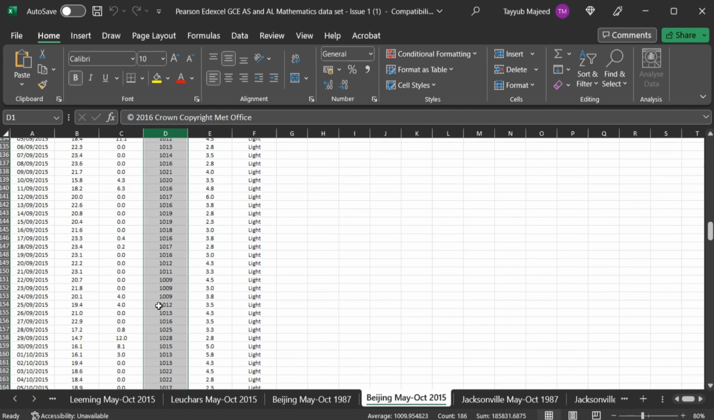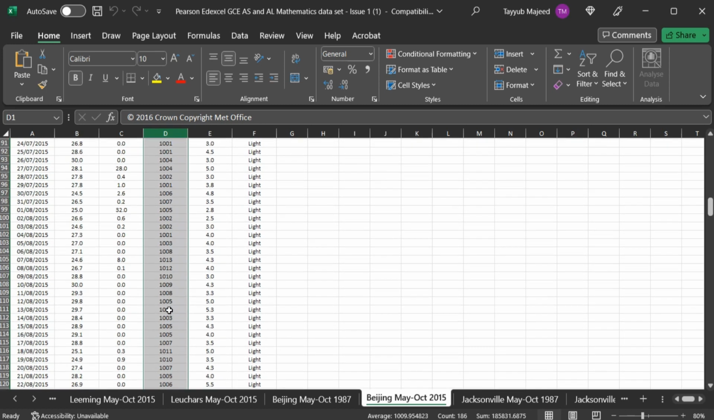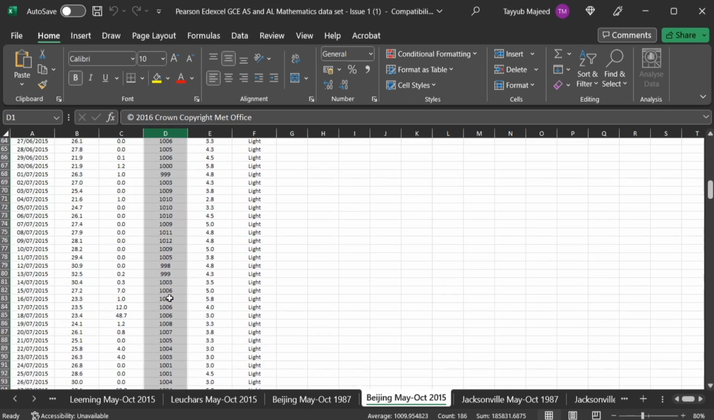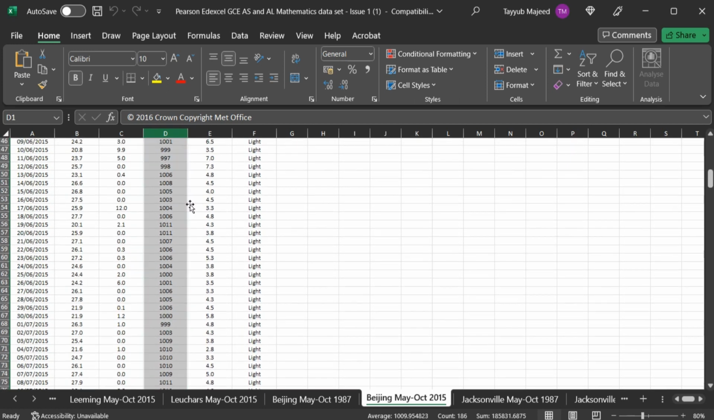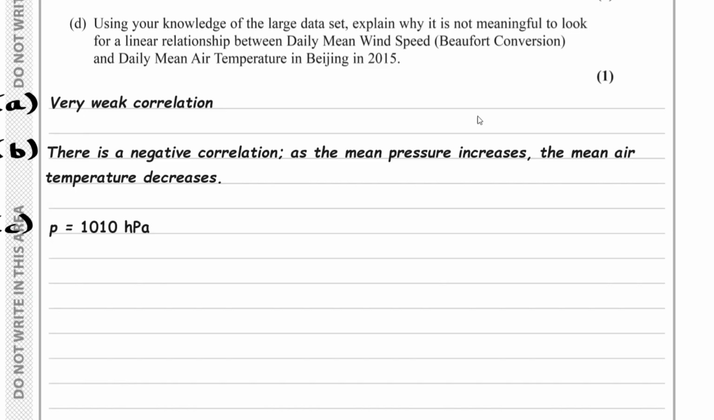they are in between values of around 990 to 1040. So we want to choose a value of P that is in between those. For example, we could have P equals 1010 hPa.